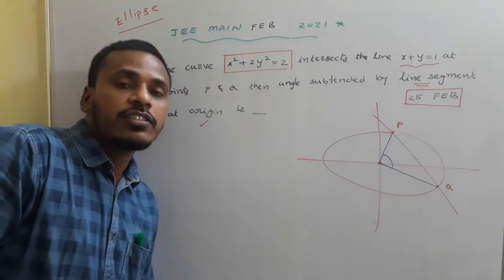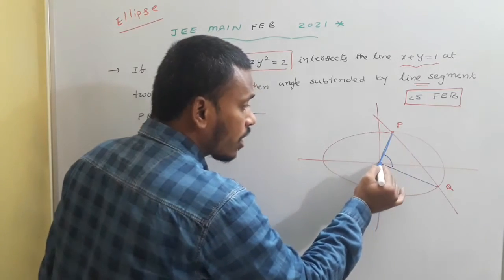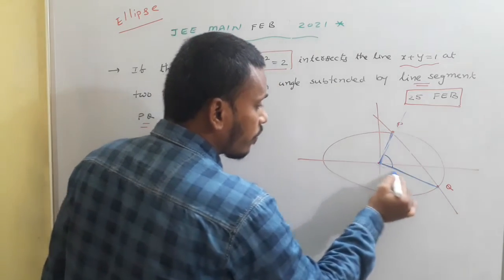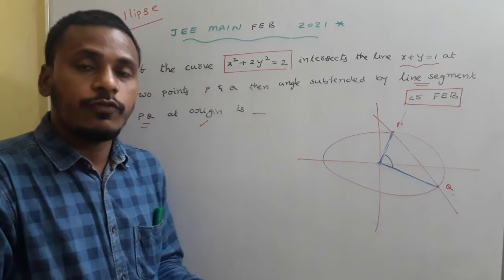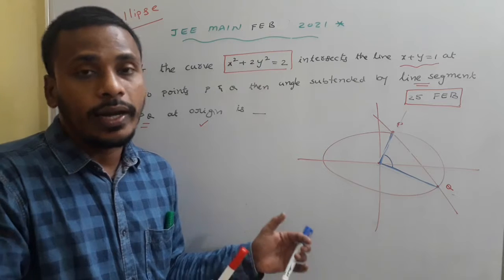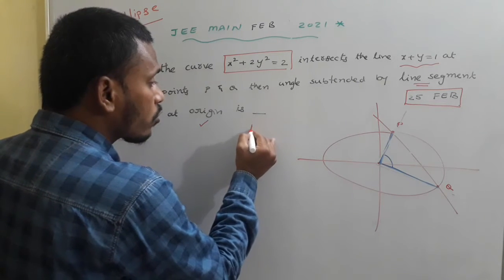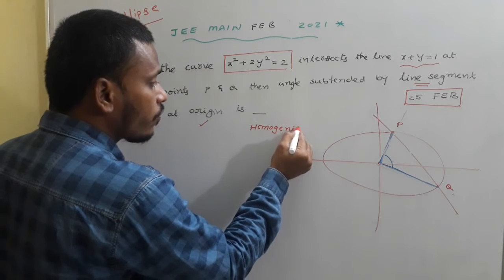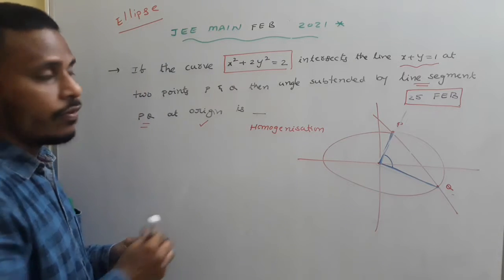We did this type of problems in homogenization. That means first of all you need to find out the combined equation for these two lines. Then use the angle between pair of straight lines formula to find the required angle. So I am going to use the process of homogenization, that is, we need to make the curve of the same degree.